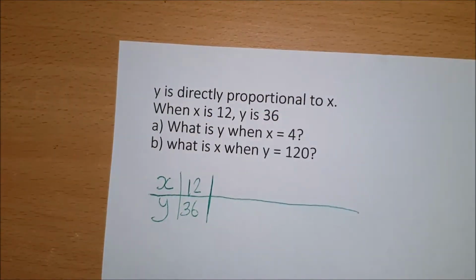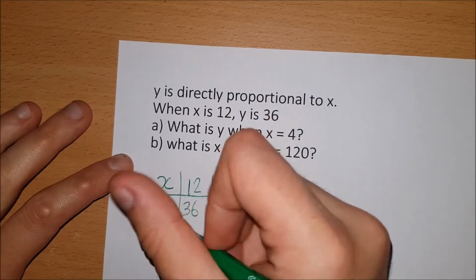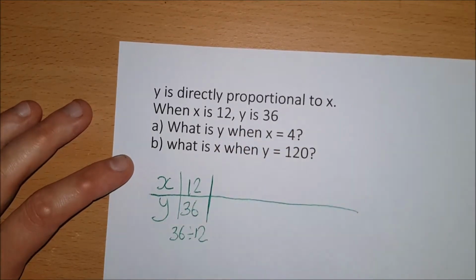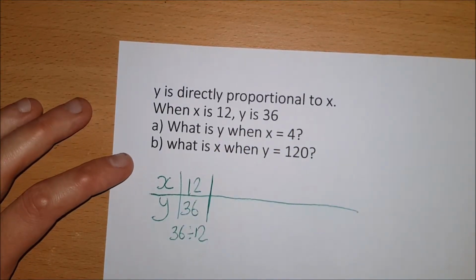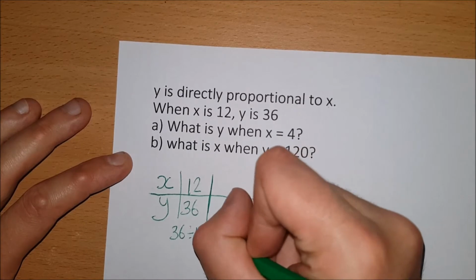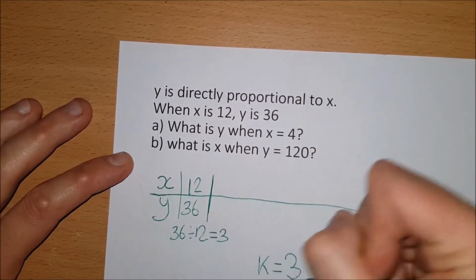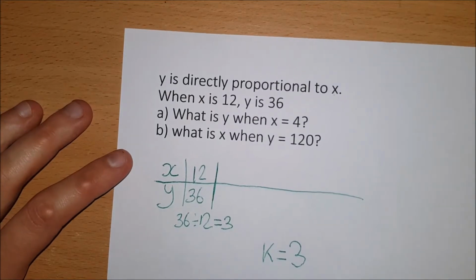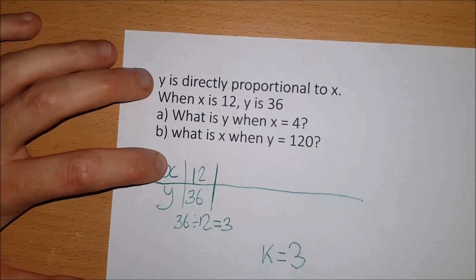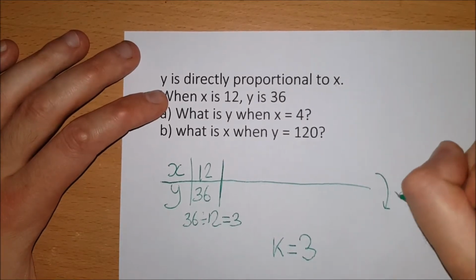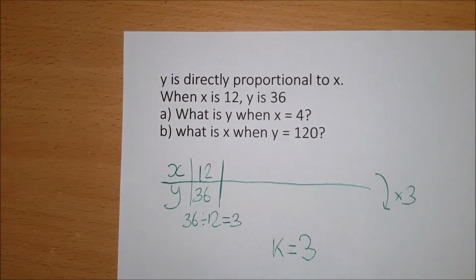So because these are in direct proportion, we know there must be a link between them. And when we had the miles and kilometres, we did 36 divided by 12. Whatever's on the bottom divided by the number on the top. 36 divided by 12 is 3. So we know in this case, K equals 3. And the number that we're timesing by to get from the top row to the bottom row will always be 3. So we times by 3.